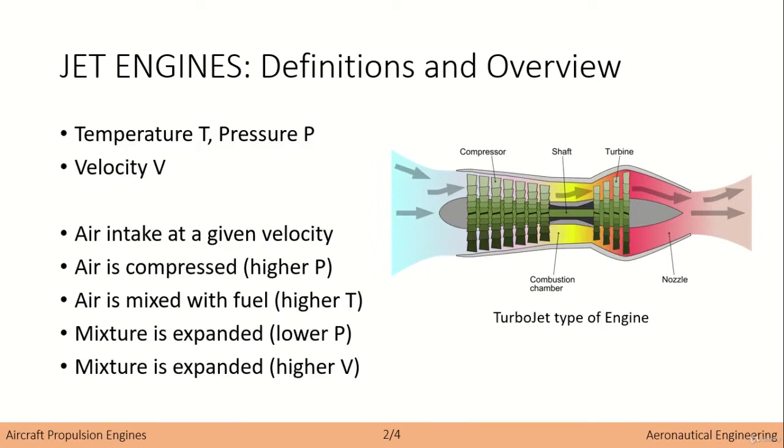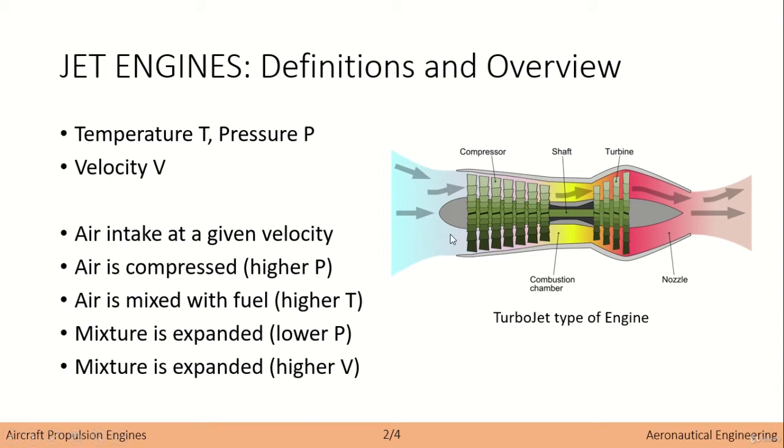So, definitions and overview. First of all, we should consider different variables such as temperature, which we'll be discussing as T, pressure P, and the velocity of the fluid. The idea for a jet engine is that you have some air from the surroundings of the aircraft which is taken in, put inside of the engine, and then compressed. This is done by the compressor. We will discuss this in further detail in a bit.